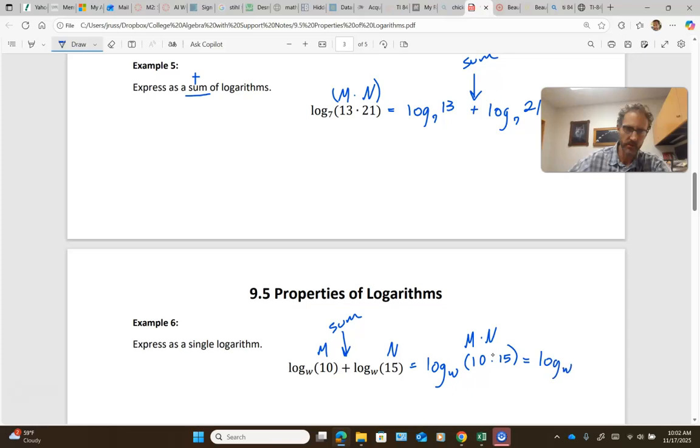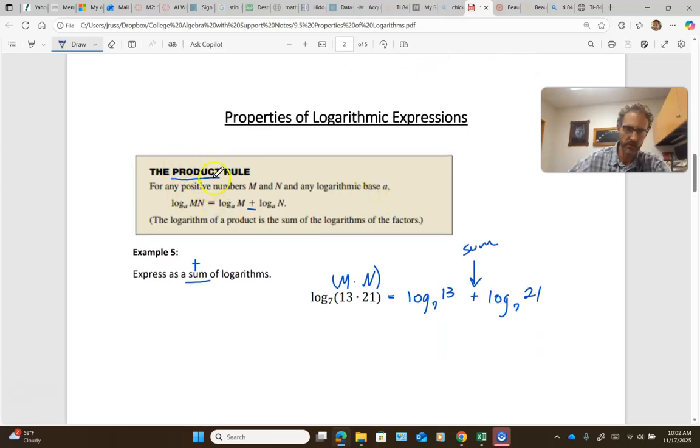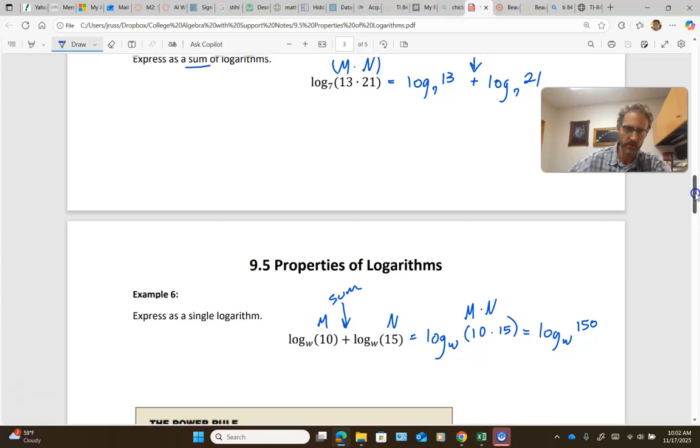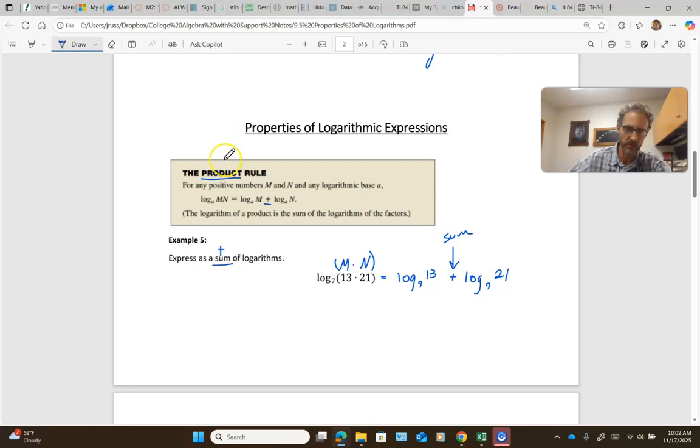We could carry this out and say this will become log base w of 150. Okay. So that's an illustration of the product rule. We're going to get a fair amount of practice later on in the part 2 video, where we apply these rules of logarithms to completely expand or condense some logarithmic expression. All right, that's the product rule for logarithms. So when you see or think of product rule, think about addition. I'll even write this in the notes here.